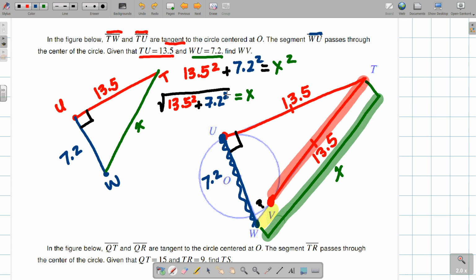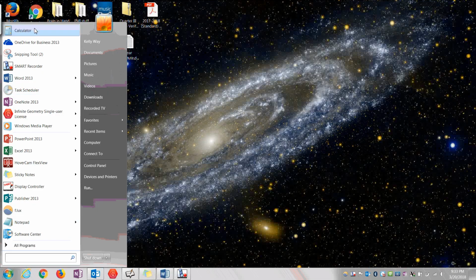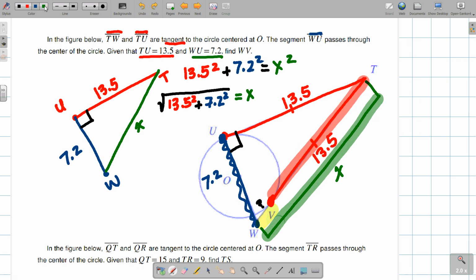Yes, you may use a calculator. You should be able to pull one up on Alex when you do this. There's my 13.5 squared plus 7.2 squared. That equals, and then I hit the square root button, and I get exactly 15.3 as X. I come over here, and this whole green thing is 15.3. Now, our ultimate goal is to get the yellow.